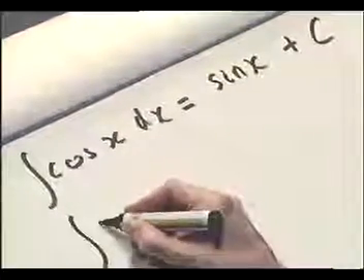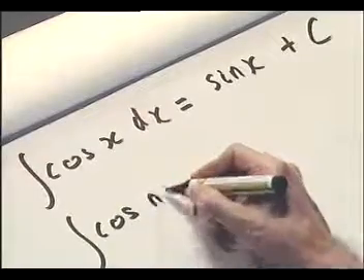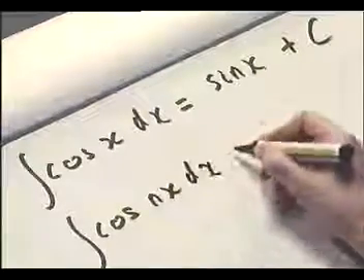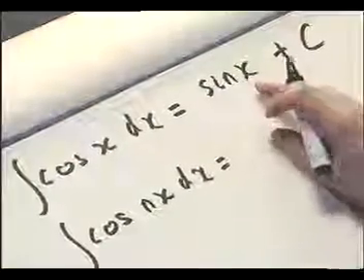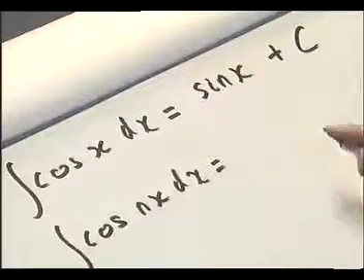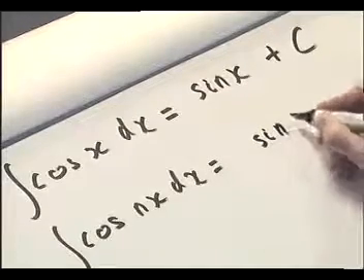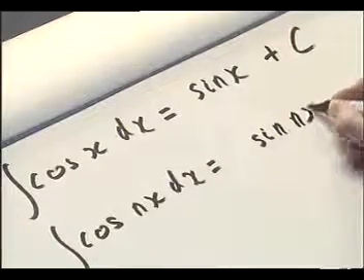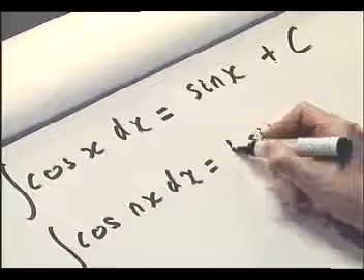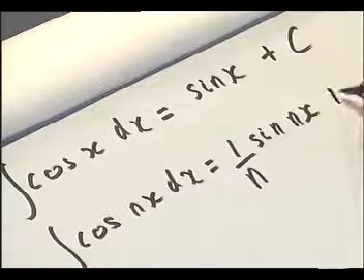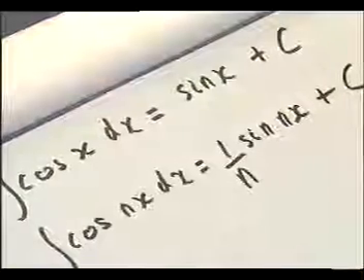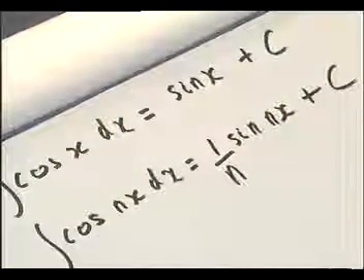If we integrate cos nx dx, well, we know what happens when we differentiate sine nx. We get n cos nx. So when we do the integration, we're going to have the sine nx, but we've got to have 1 over n sine nx. And again, plus the constant of integration, c.